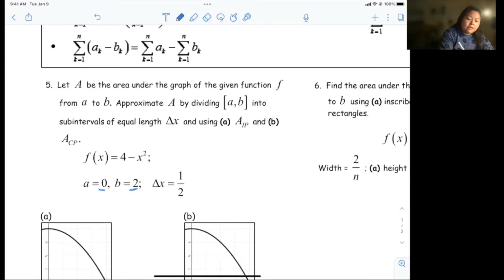What does IP mean? IP is inscribed partition, meaning every single rectangle needs to be inscribed, needs to be under. If you look at the previous notes, the last problem, we talked about inscribed and circumscribed, and that's this one. CP is circumscribed.